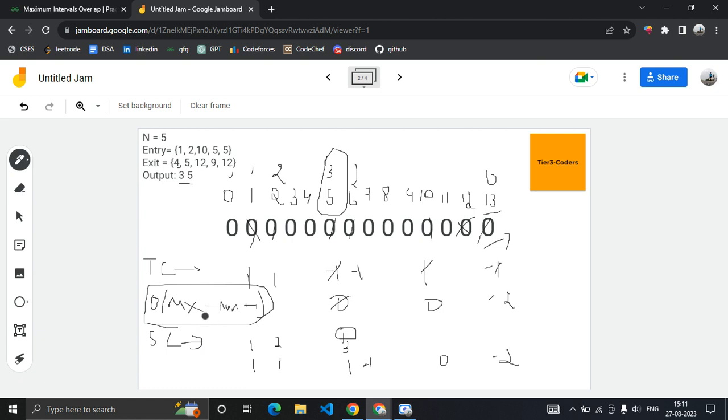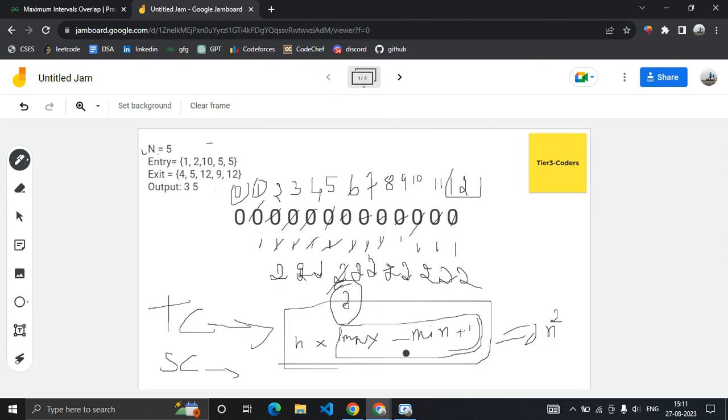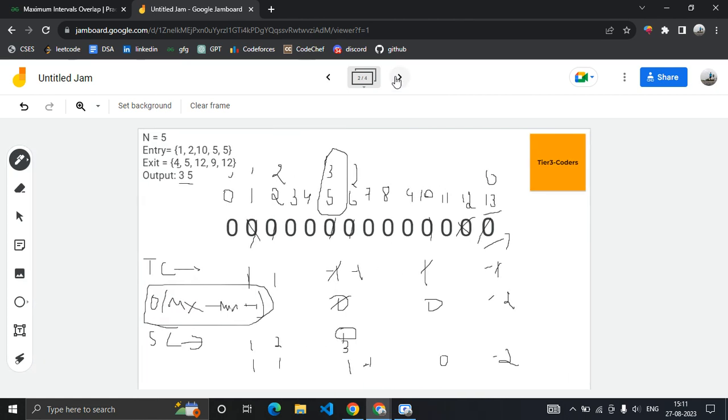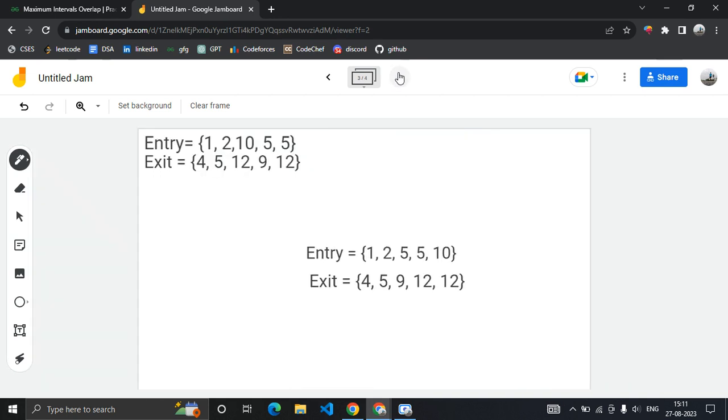Coming on to a more optimized and better approach than this, that is the two pointer plus greedy approach. So the two approaches discussed here are greedy approaches. Now coming on to the third approach, which is the best and most efficient approach for this question. Given the entry and exit times, what I will do is sort both the entry and exit times.